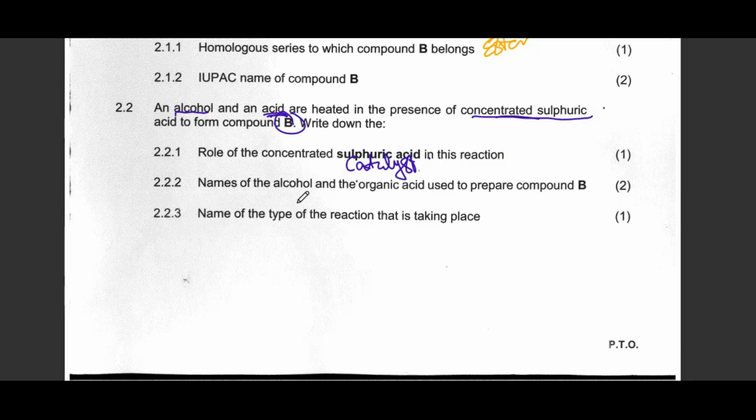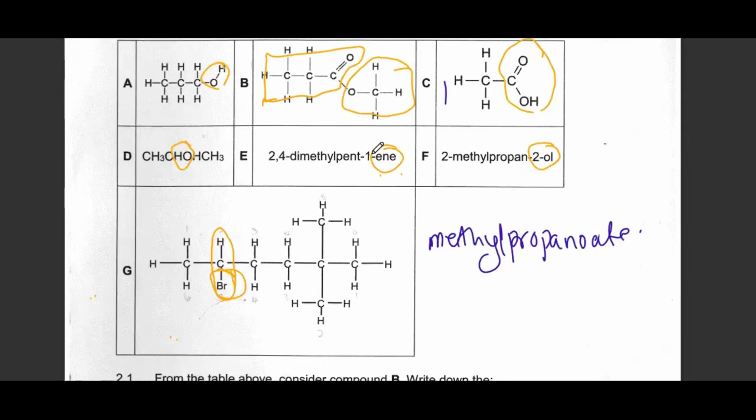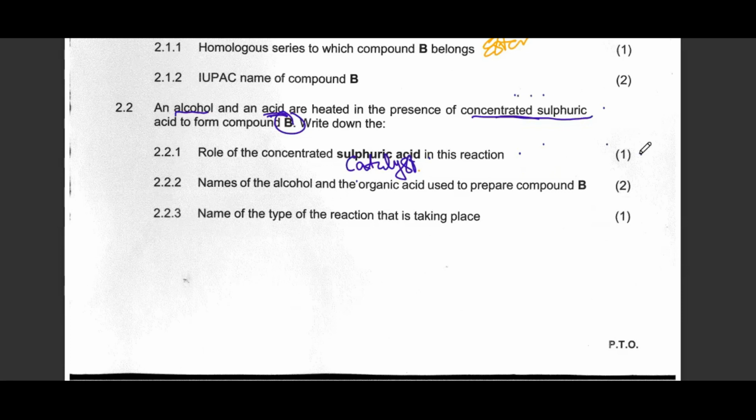Name the alcohol and the organic acid used to prepare compound B. So if you look at this, we say that this one comes from the alcohol. So it means that the alcohol is going to be meth, which is 1.